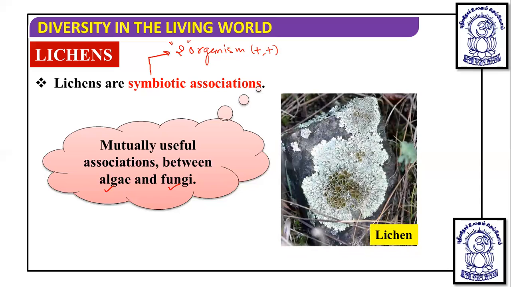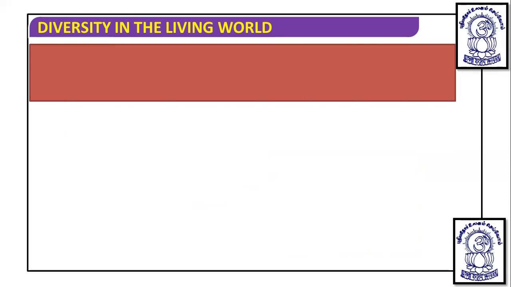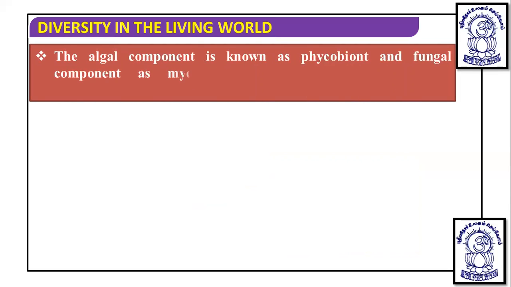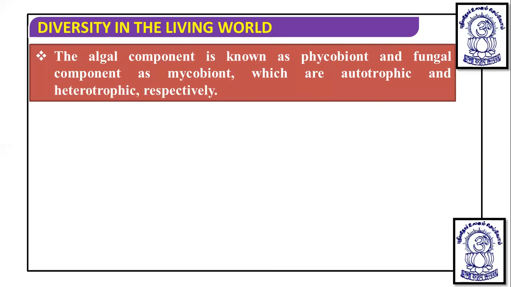You can see this is a diagrammatic representation of a lichen which is growing on a rock. In this we have algae and we have fungi. The algal component is known as phycobiont, because the study of algae is phycology, so from that the term phycobiont is derived for the algal component. Whereas the fungal component is the mycobiont, because the study of fungus is known as mycology.